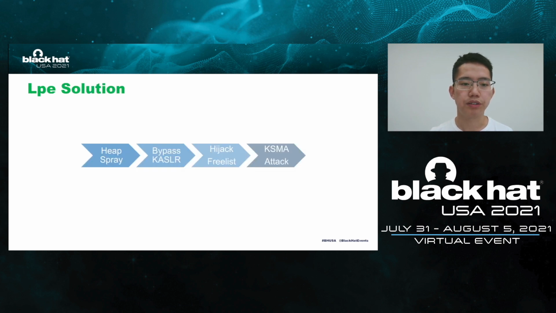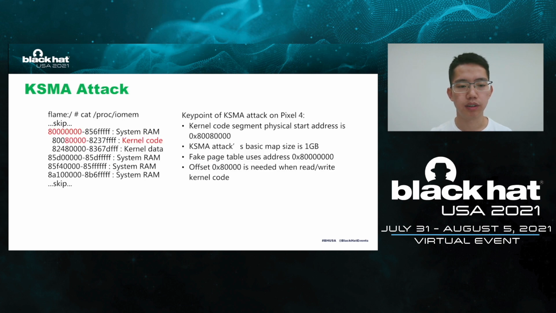Now the next step is to launch the KSMA attack. There are a few things we need to pay attention to. The kernel code segment physical start address is 0x80000000 plus 0x840, and the KSMA attack's block map size is 1 GB. So the fake page table uses address 0x870, and an offset of 0x840 is needed when reading or writing kernel code.